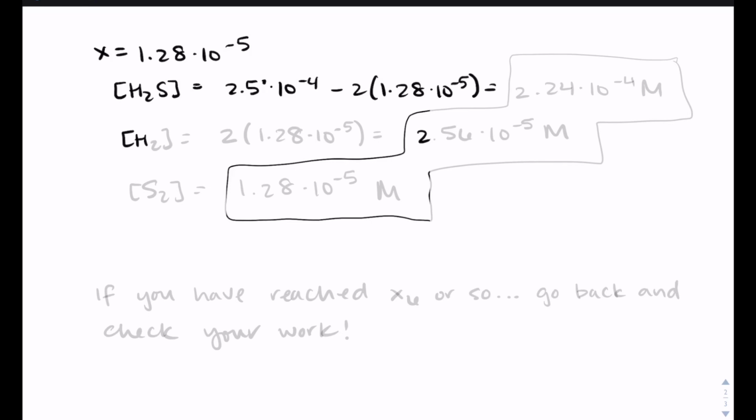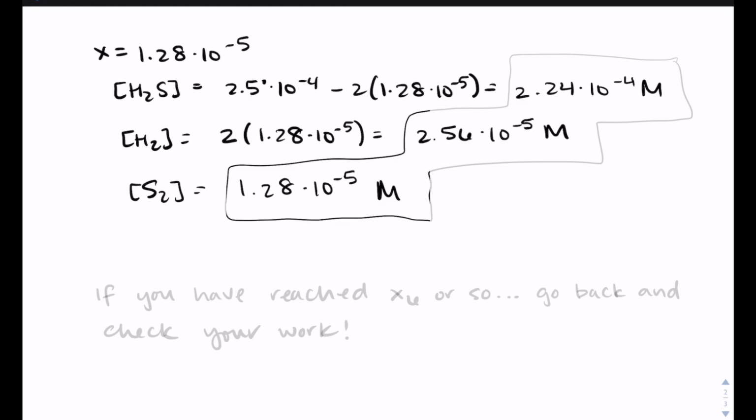So remember though, this is not my final answer. I'm going to use this x value to find my equilibrium concentrations. So I've done it for all of them here. 2.5 times 10 to the minus fourth minus 2x, and x, to get my equilibrium concentrations of everything.